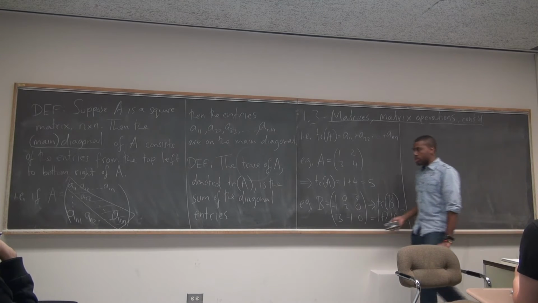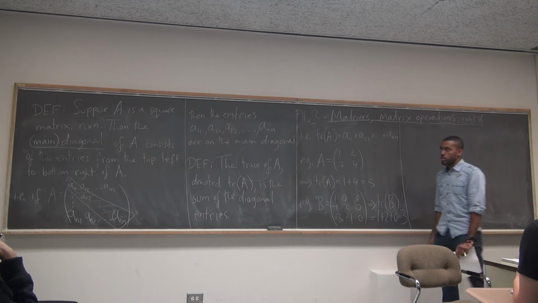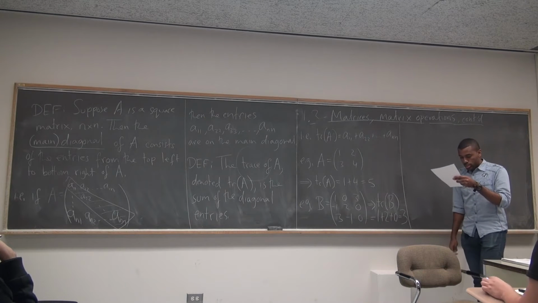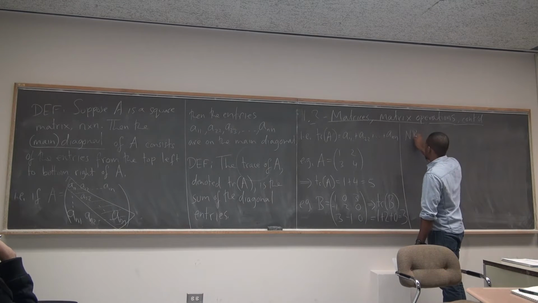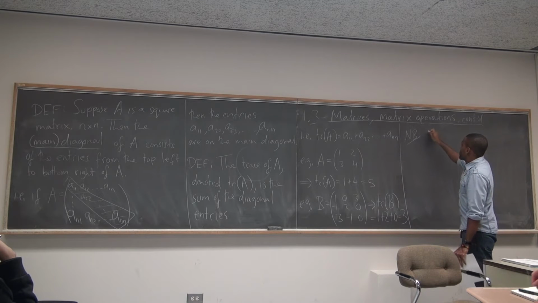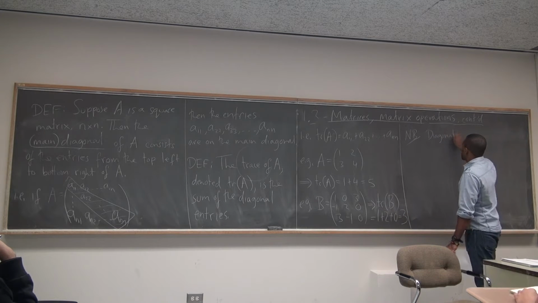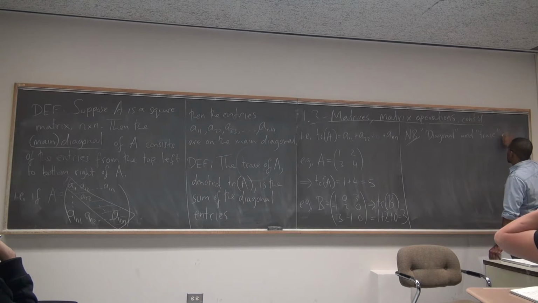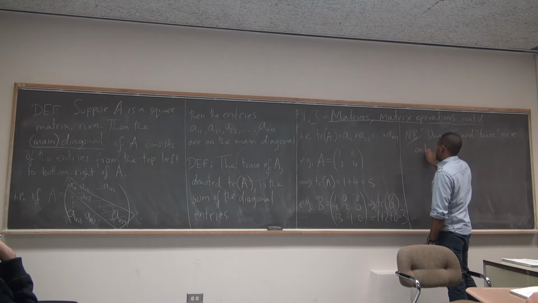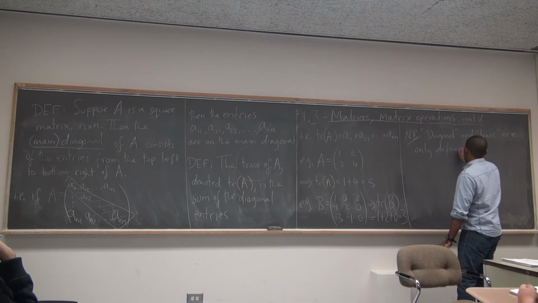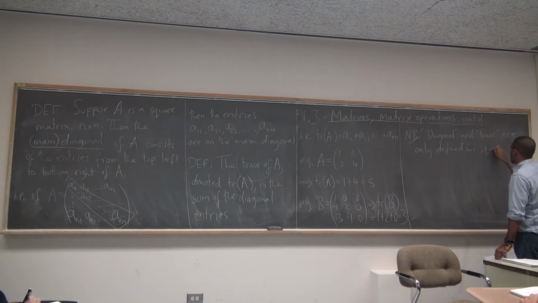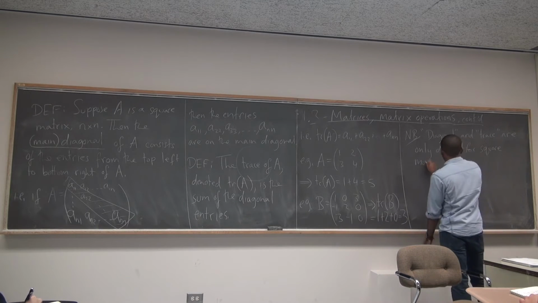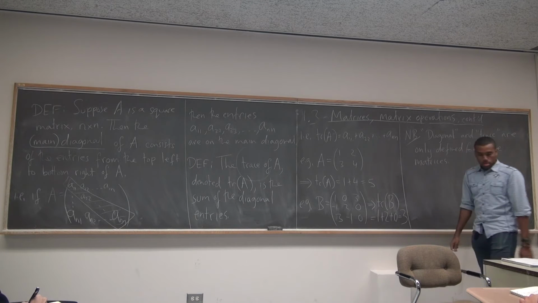Towards the end of the semester, we'll come back to the trace and we'll figure out some reasons why it's an important number to know. But for now, that's the definition: the sum of the diagonal entries. What else? Note: diagonal and trace are only defined for square matrices. So if your matrix is not square, it doesn't make sense for me to talk about the diagonal or the trace. That's something to note.